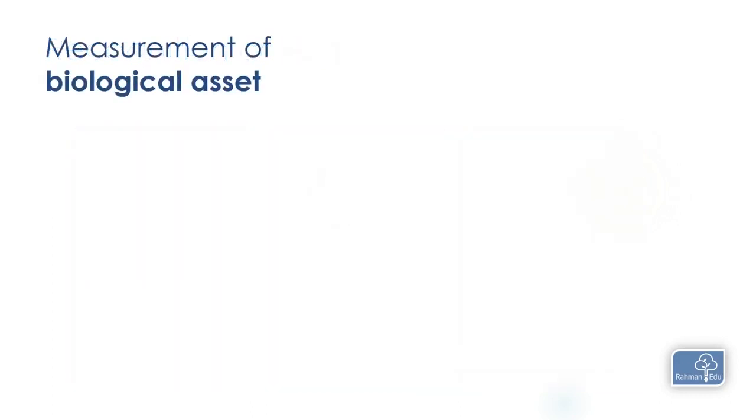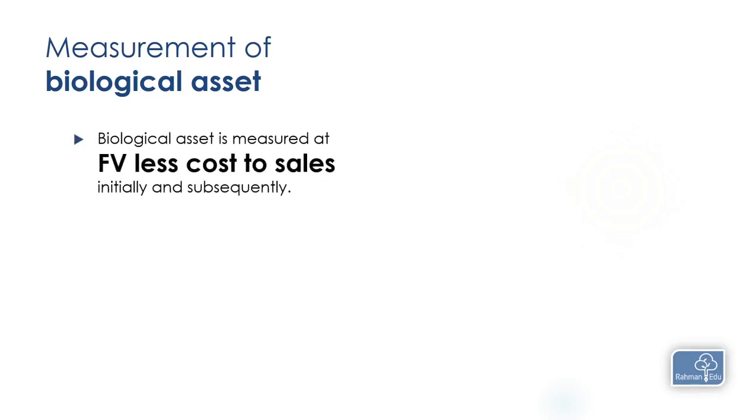Now let's talk about how to measure biological asset. Biological assets are measured at fair value less cost to sell. Means you need to obtain market price, that is fair value. Go to the market and check the price. And also if you want to sell this biological asset, maybe there is some transportation cost. You need to take the asset to the market, and also you need to pay some commission. Deduct those carriage outward and commission from the market price, and you get fair value less cost to sell.